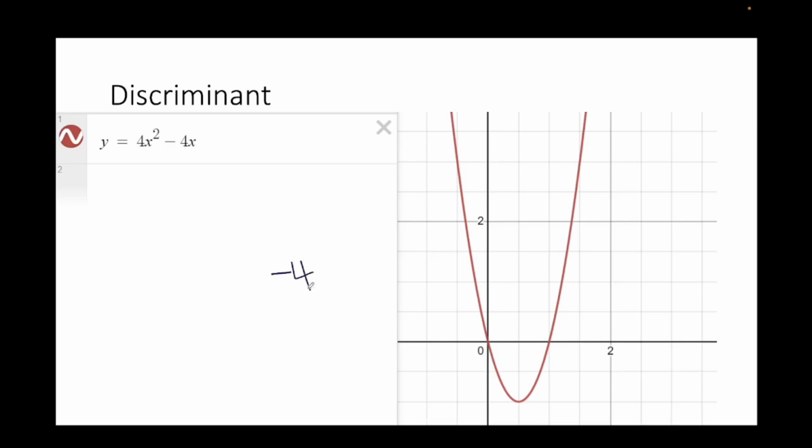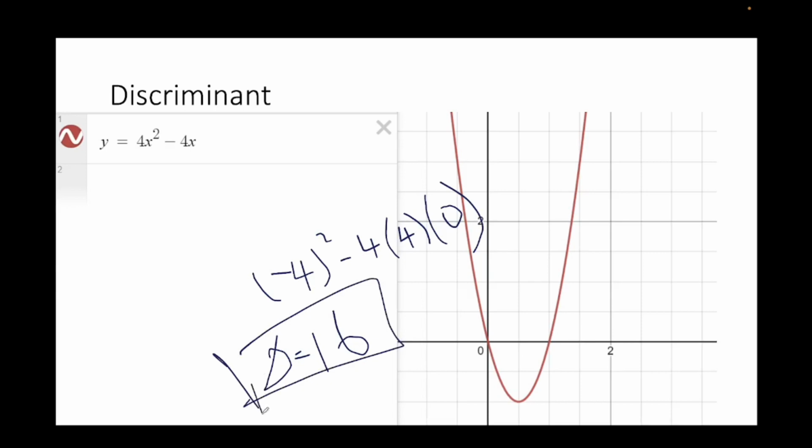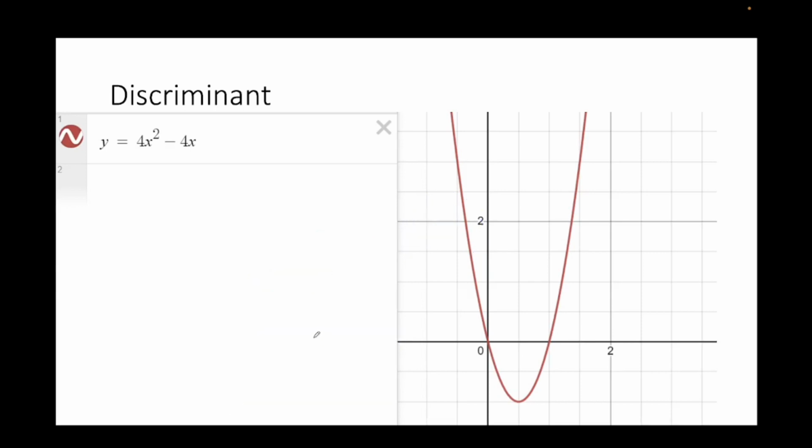You would get negative 4 squared minus 4 times 4 times 0, which is just 16. Delta is equal to 16. Discriminant is equal to 16. The discriminant is a positive number. What does a positive number mean? There's 2 solutions. Look over here.